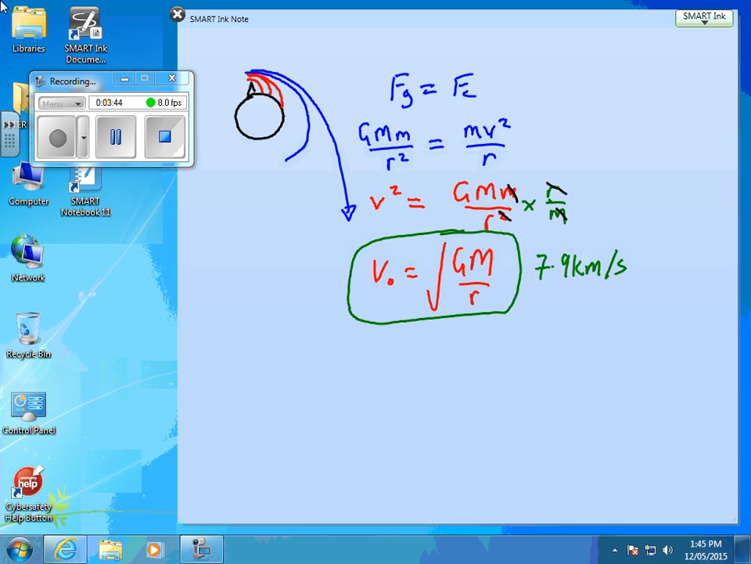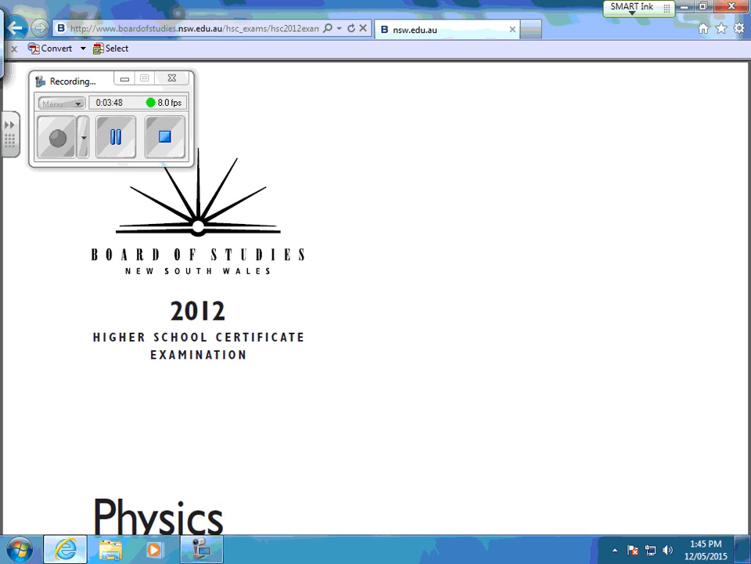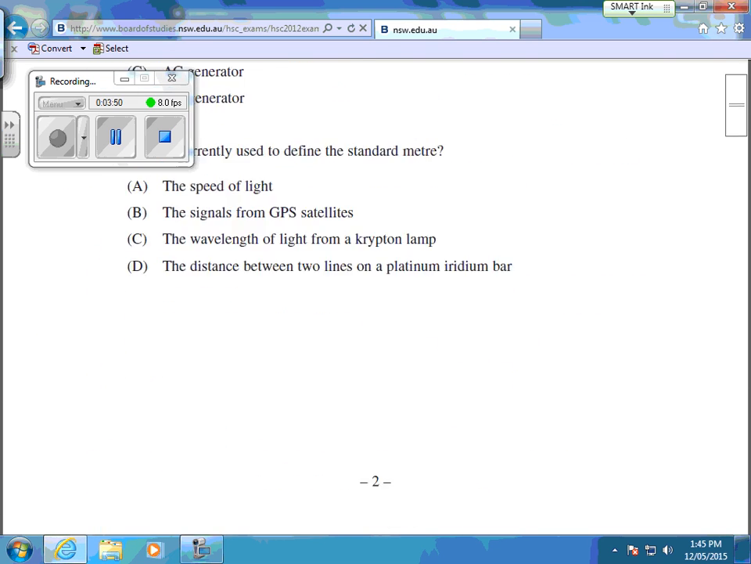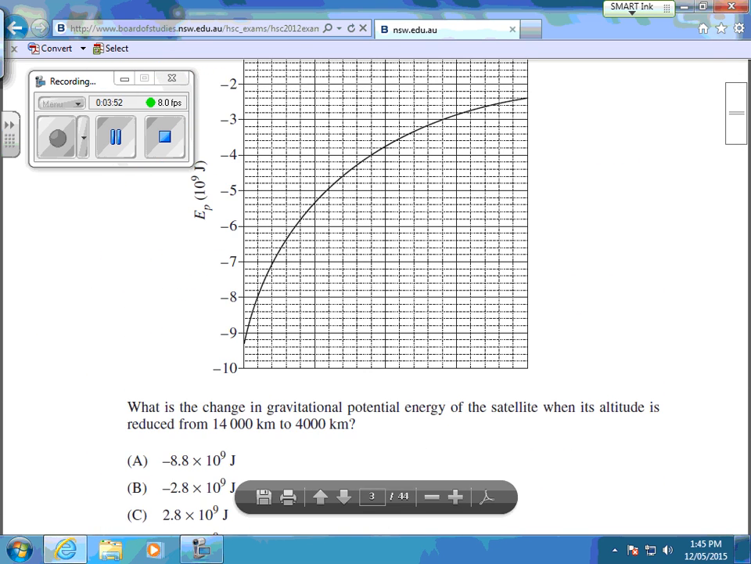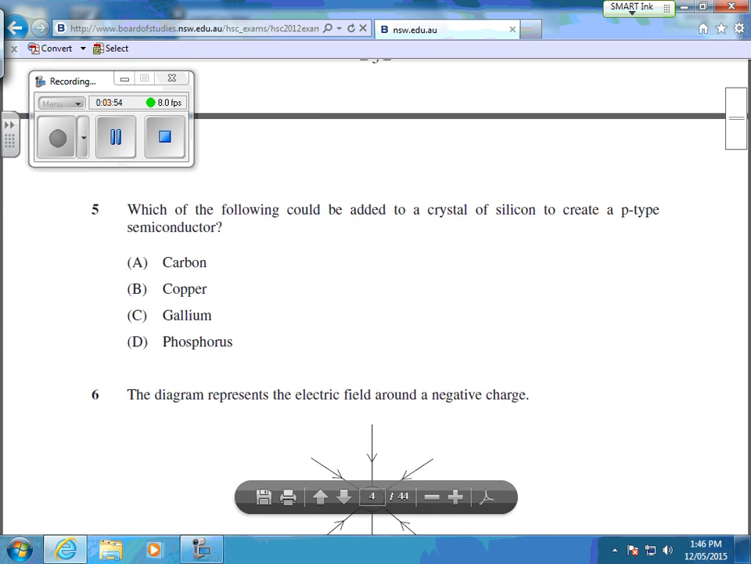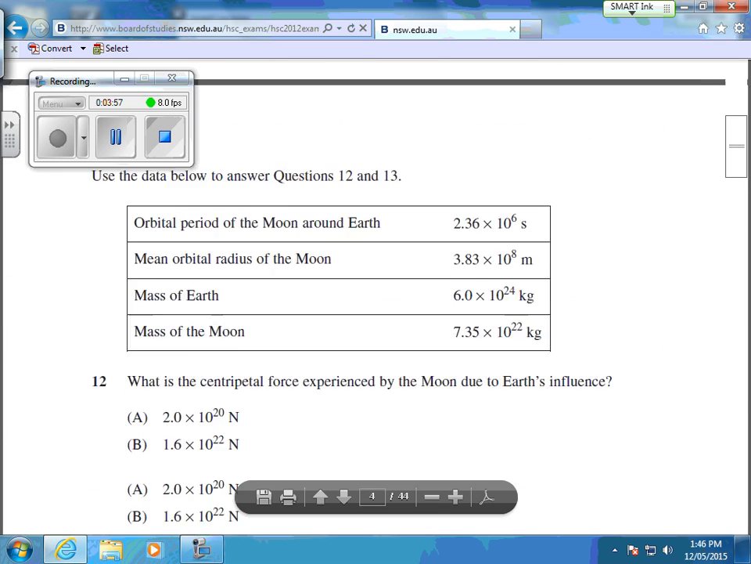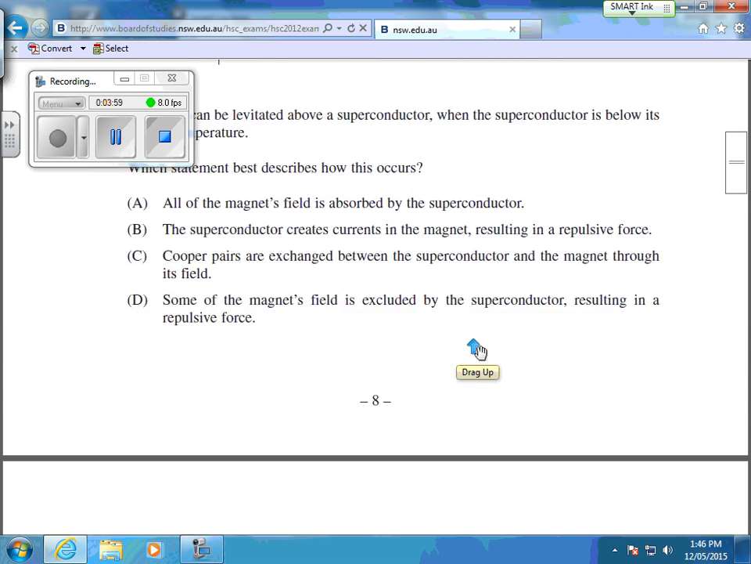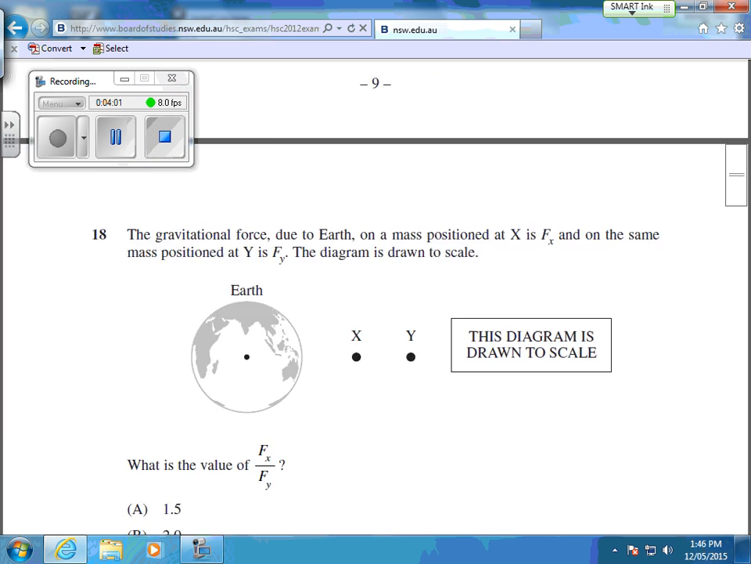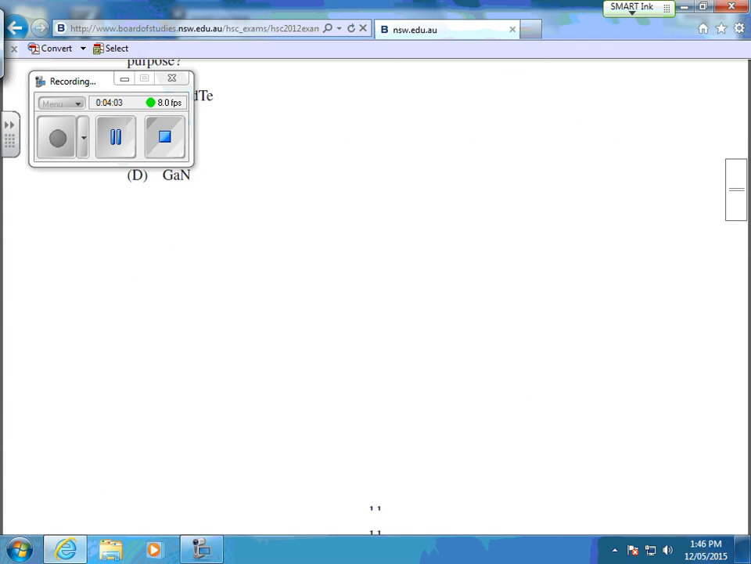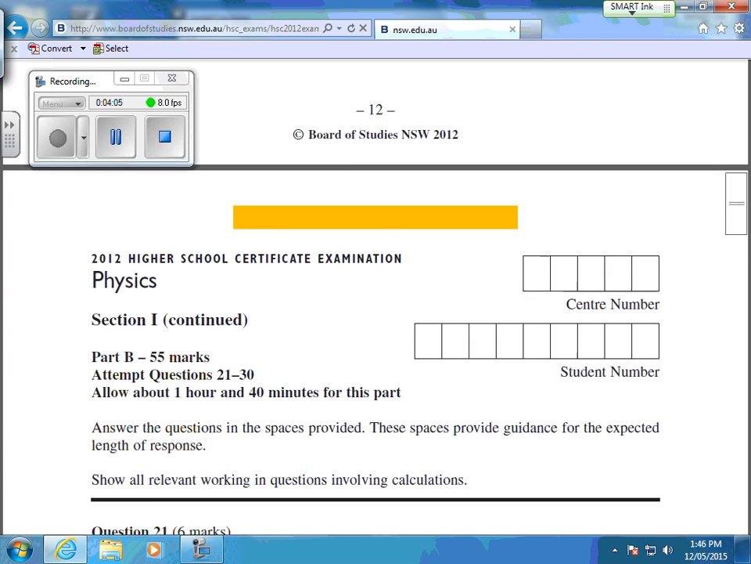Yes to the answer. Now, in a past HSC, the 2012 HSC, I'll just go down to the question I'm after. There's a rather interesting question which actually relates to this.